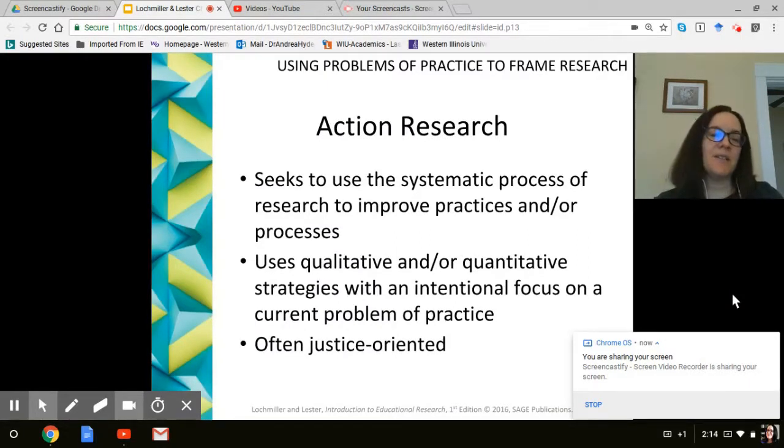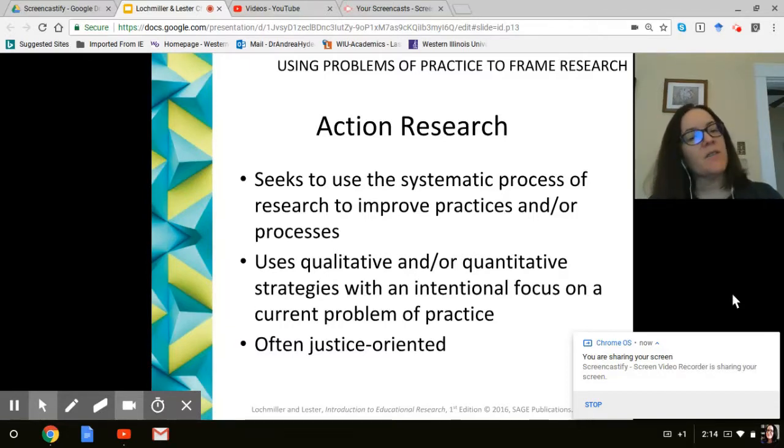So here we have action research, and as I said, it's a thing apart because it is aimed at making change, immediate change. We don't know just by calling it action research whether it's going to use qualitative or quantitative methodologies, but it does have an intentional focus on a current problem. And in our examples here, they're going to be problems of educational practice.